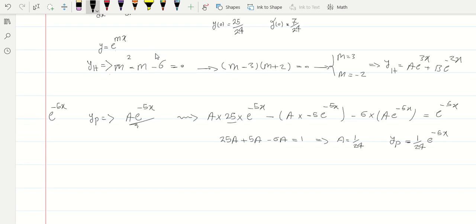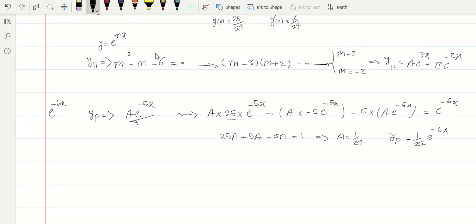Now, I got my two solutions in here, which was the homogeneous and the particular one. Now I'm just going to write the general solution, which would be equal to a e to the power of 3x plus b e to the power of minus 2x plus 1 over 24 e to the power of minus 5x. Now, if I can find the a and b values in here, I can get my particular solution for the general solution. So actually my answer would be defined.